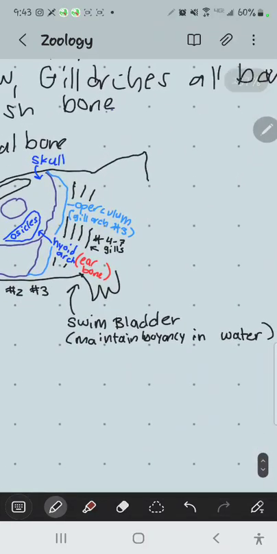But bony fishes have a swim bladder to maintain buoyancy, whereas the sharks, the cartilaginous fishes, don't. Okay, so we'll kind of come back to that.